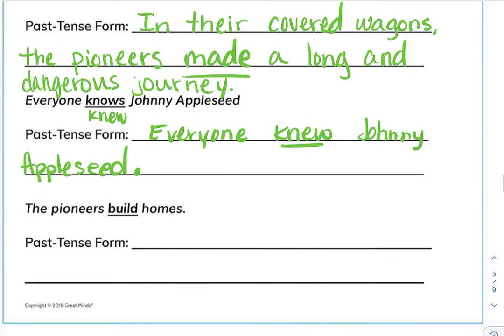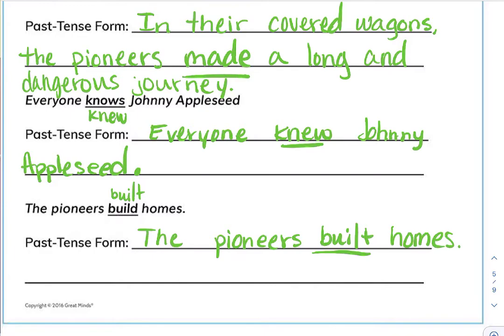And then our last one, the pioneers build homes. Do we say the pioneers builded homes? No, this one is the pioneers built homes. Then we're going to rewrite the sentence. The pioneers built. Oops, I need to try that one again. Built homes. Again, the past tense. Pause the video if you need more time.